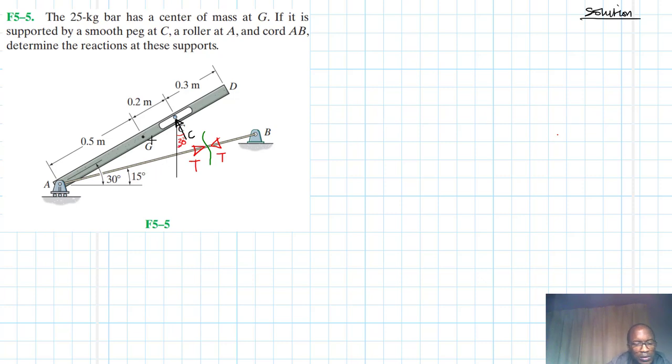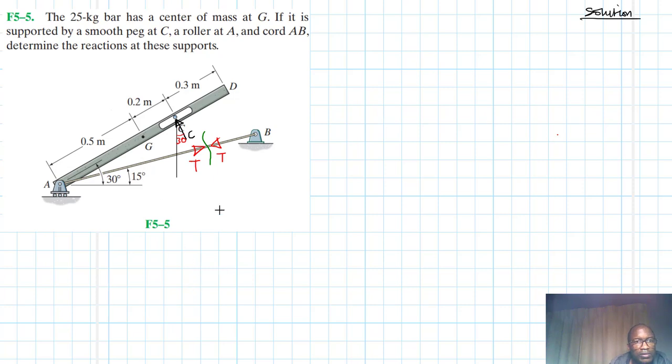Great. That is 30, like so. So we are going to have two components there, but we'll indicate them later on.